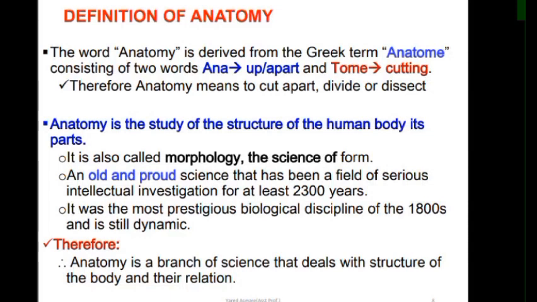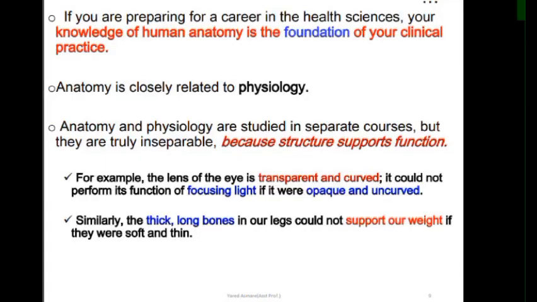It was the most prestigious biological discipline of the 1800s and is still dynamic. Therefore, anatomy is a branch of science that deals with the structure of the body and their relation. If you are preparing for a career in the health sciences, your knowledge of human anatomy is the foundation of your clinical practice. Anatomy is closely related to physiology.